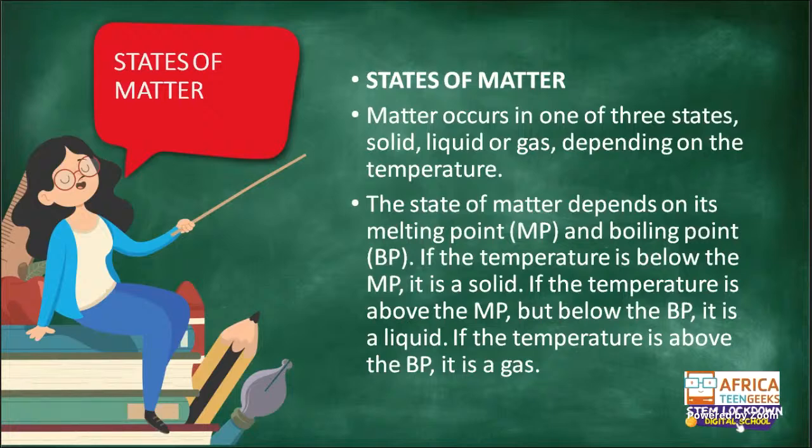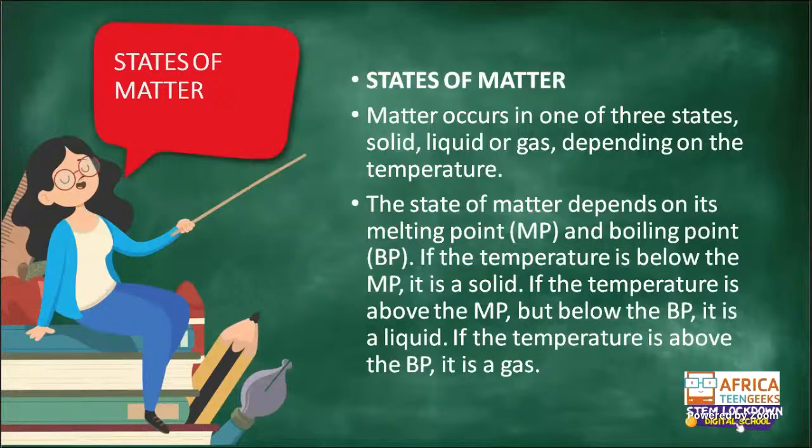Now, guys, listen. The state of matter depends on its melting point, which can be abbreviated MP, and boiling point, abbreviated BP. If the temperature is below the melting point, then the substance is said to be a solid. But if the temperature is above the melting point, but below the boiling point, then the substance is said to be a liquid. And if the temperature is above the boiling point, then the substance is said to be a gas. All right.